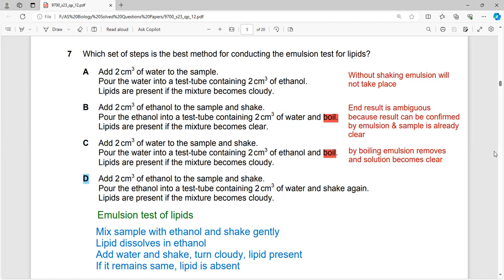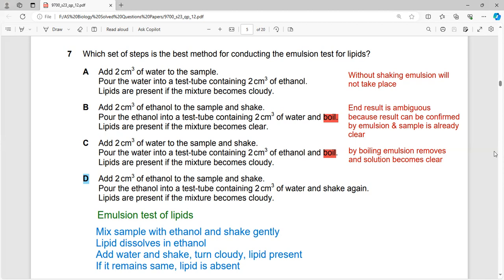So A is an option. Add the 2 centimeter cube of water to the sample and pour the water in a test tube containing 2 centimeter cube of ethanol. And there is no shaking involved in that. So without shaking, it will not produce the cloudy appearance. So that's why A is our wrong answer.